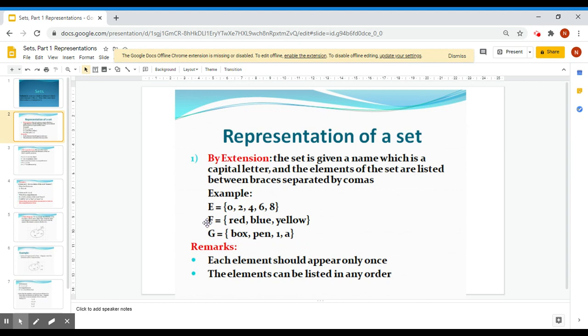Now, in E and F, we can tell that the elements share a certain property. In E, they are even digits. In F, they represent the primary colors. In G, they don't share a specific property. Now, each element should appear only once. We cannot have the element repeated in a given set. And the elements could be listed in any order. So the order does not matter.